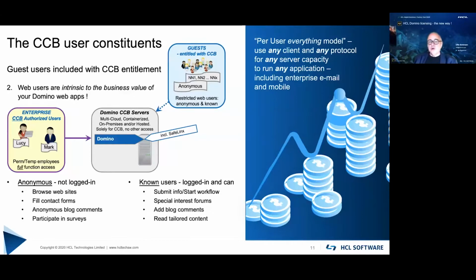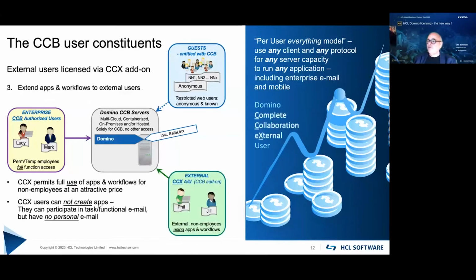So in order for you to be able to fully run your digital reach, we also add a new type of user, the so-called external user, the Complete Collaboration External User, or CCX, which is an add-on to CCP. It is a simple way for you at an attractive price to enroll external users to have access to all your workflows and applications. And that includes also Domino Vault if that's installed.